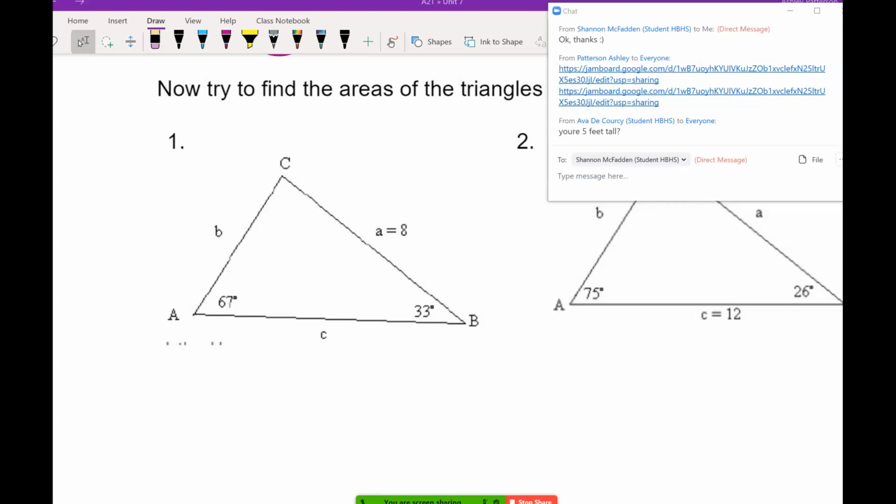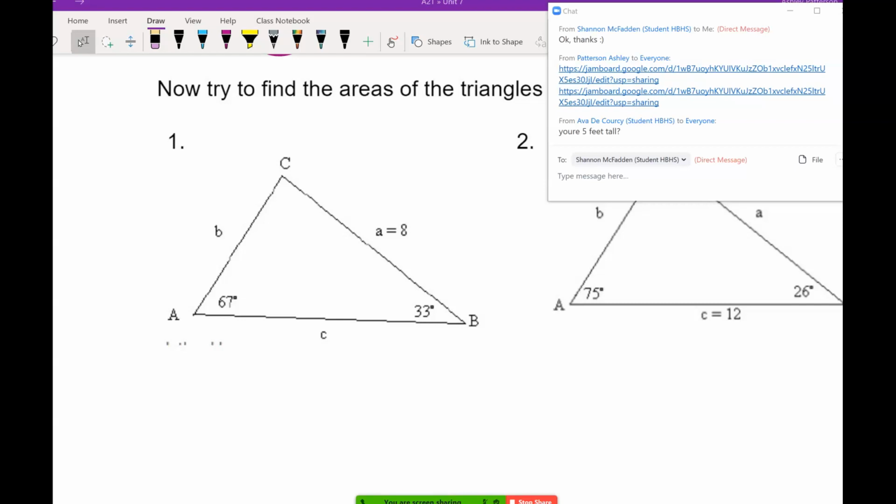World, because we're not given the height. Somebody other than in the classroom, because we've already discussed, somebody on Zoom, how could we find the height? Yeah, go for it. No. You can just split the triangle in half up and down. How am I allowed to do that?